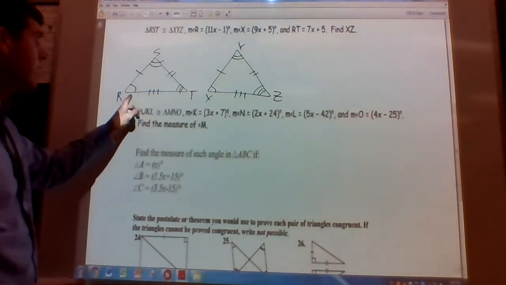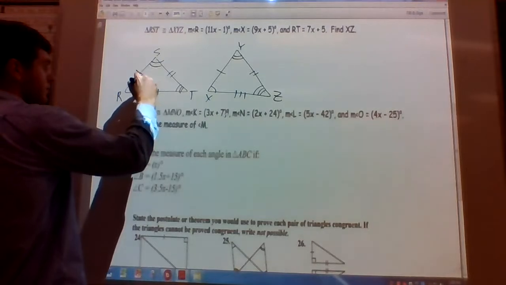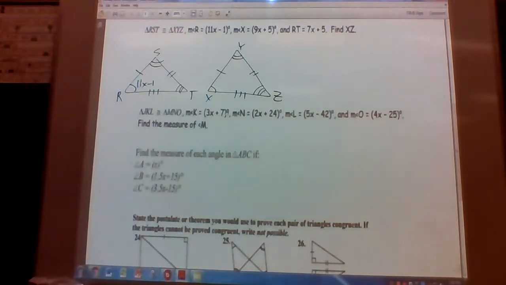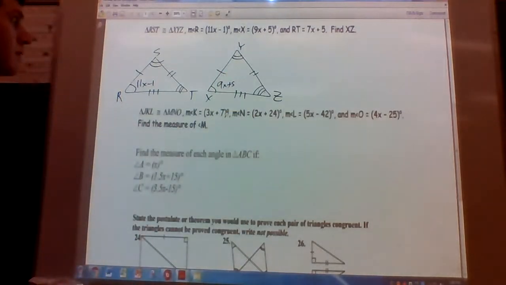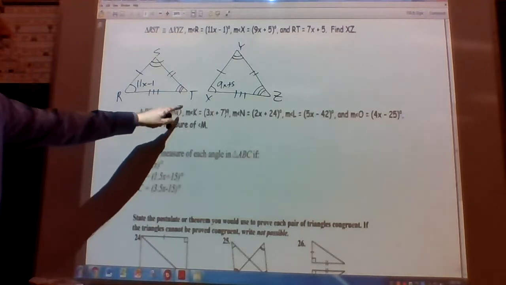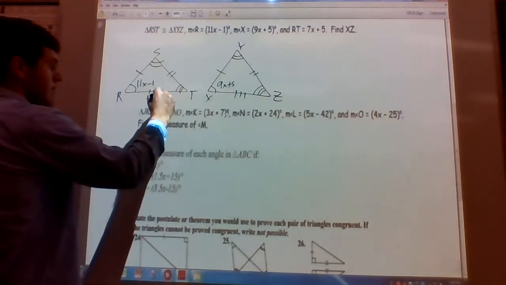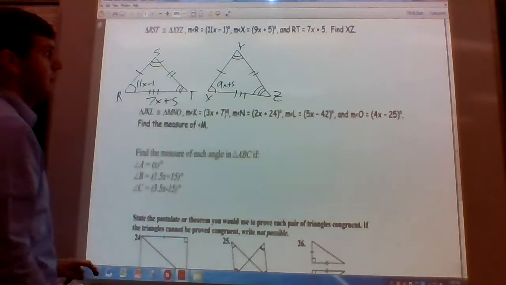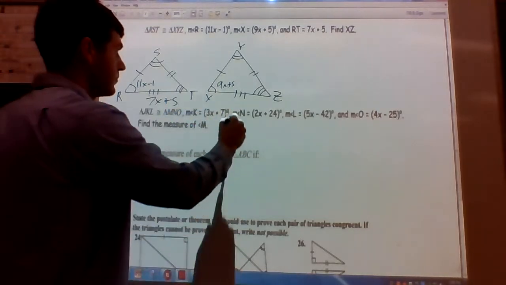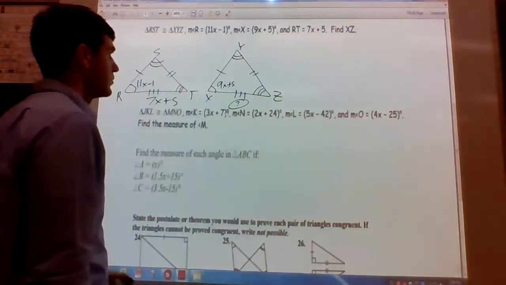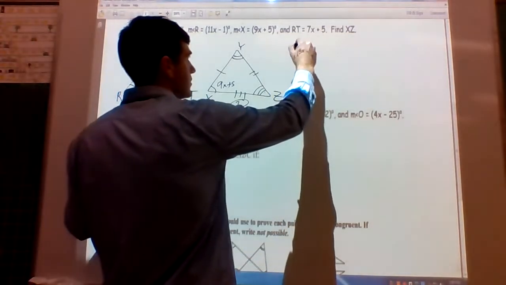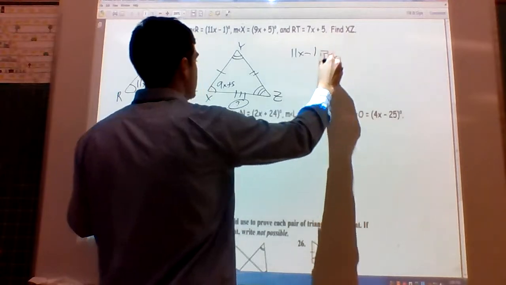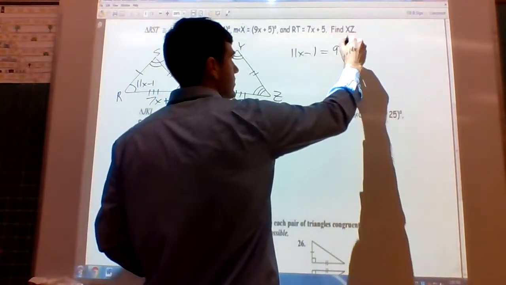Okay, the measure of angle R is 11x minus 1. Measure of angle X is 9x plus 5. RT is 7x plus 5. And they want us to find XZ. So again, we know angle R is congruent to angle X, so we know 11x minus 1 is going to equal 9x plus 5.